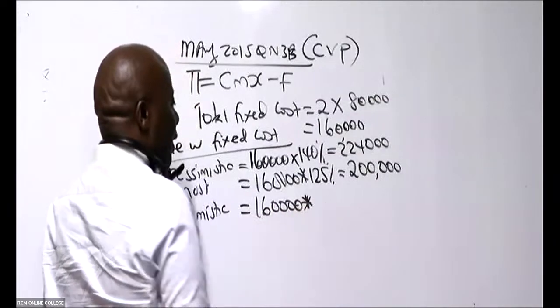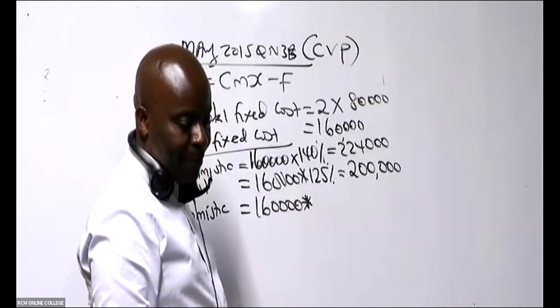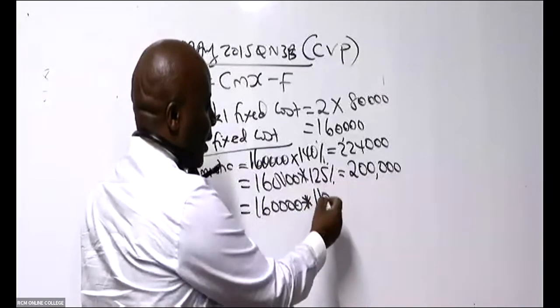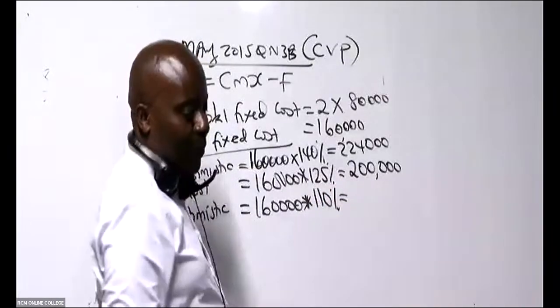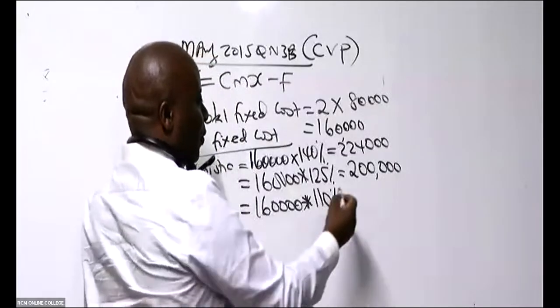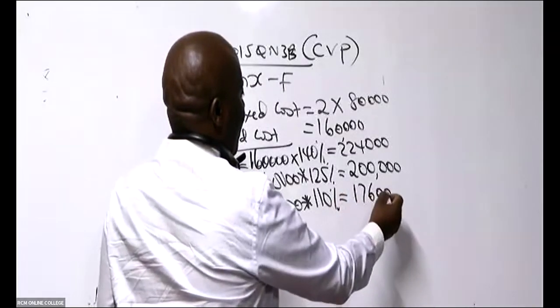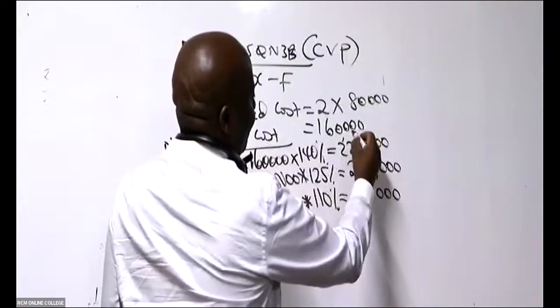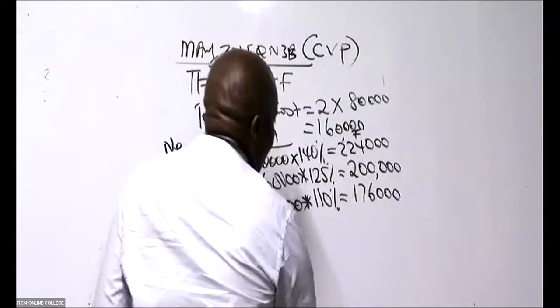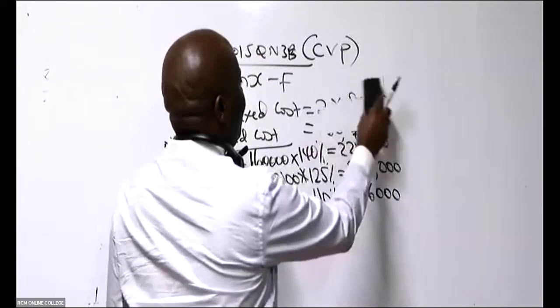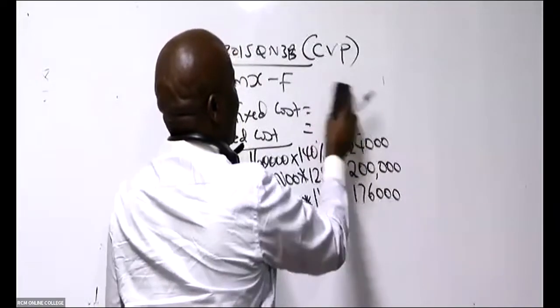From there, we have optimistic. For optimistic, what is the percentage increase? 10%. So multiply 160,000 by 110%, which is 176,000. So these are the fixed costs.